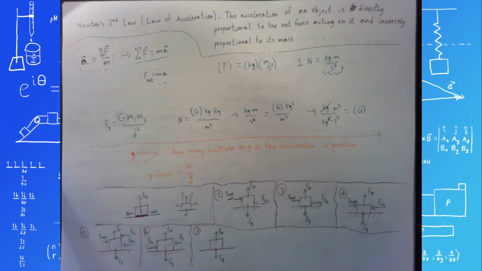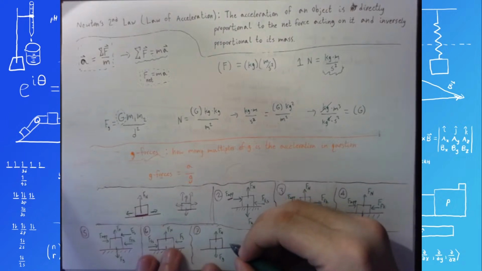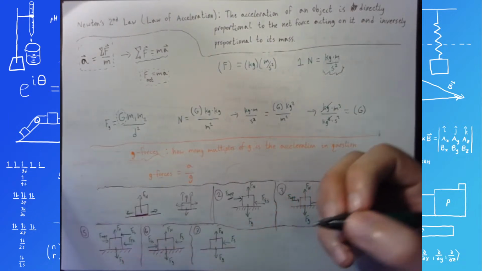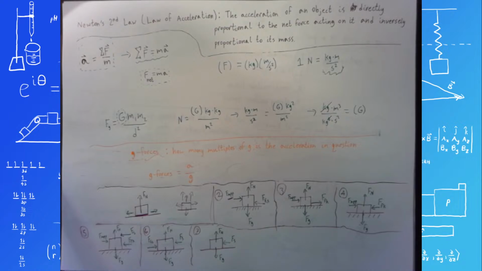And since the spring was compressed to the right, it will push back to the left, so the spring force is to the left, and that's it. Compared to the previous situation, all we really did was we removed the friction.